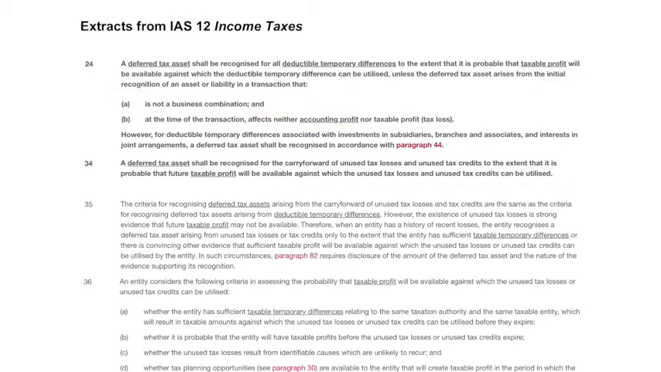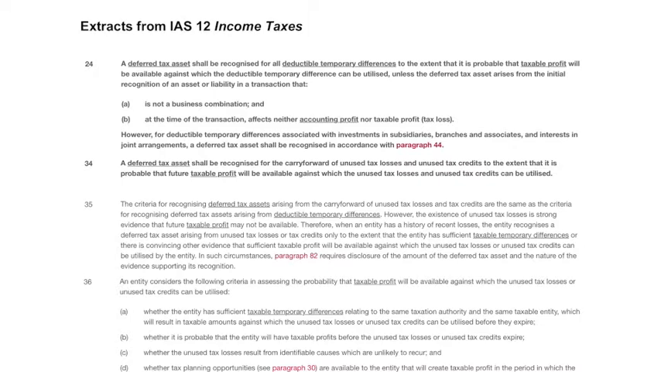But remember, paragraph 15 is talking about taxable temporary differences. So paragraph 24 really relates to deductible temporary differences. And if you want an explanation on that, you can go back to my deferred tax video where I do a summary of the deferred tax principles. I also have a video discussing the para 15 exemption in more detail, and I will link it above.